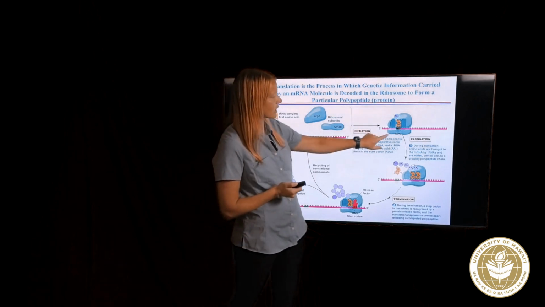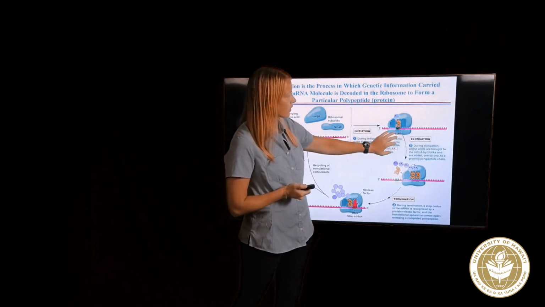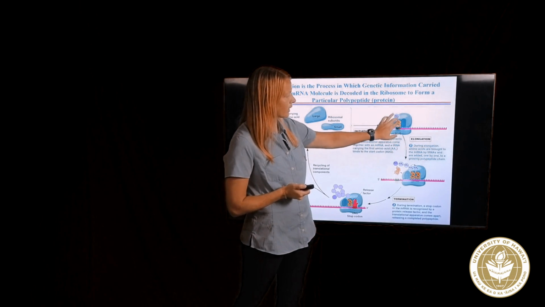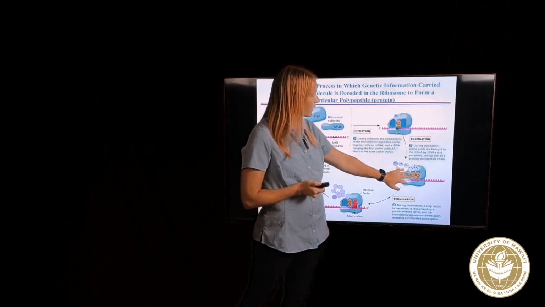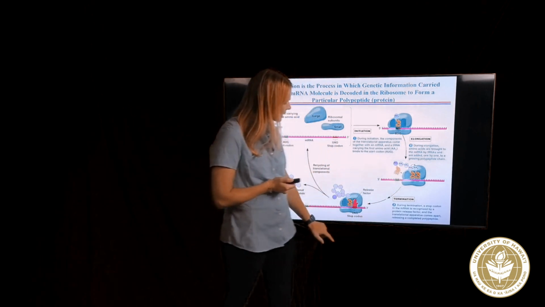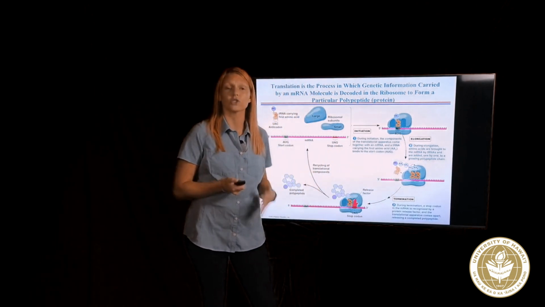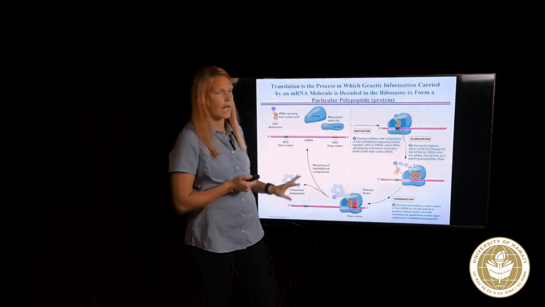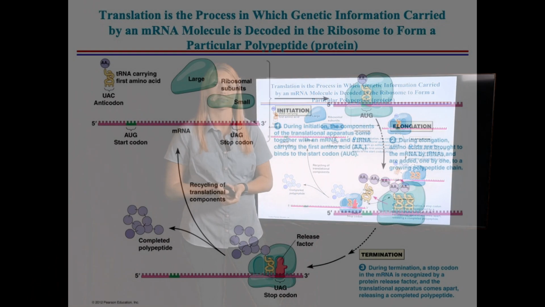Again, initiation starts with AUG. You can start with that tRNA binding here, your first amino acid. Elongation, you keep on going, forming those peptide bonds between the amino acids. Then when you reach a stop codon, termination occurs. You're going to release that polypeptide or your protein.